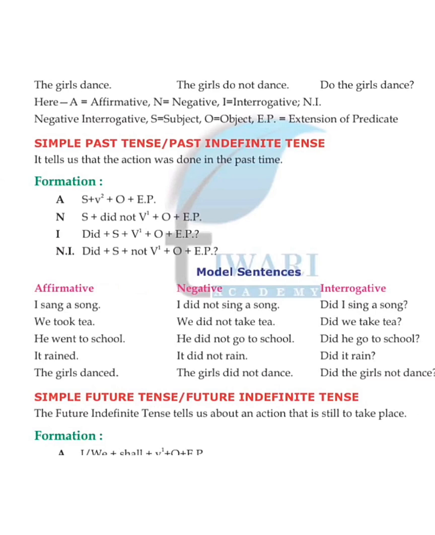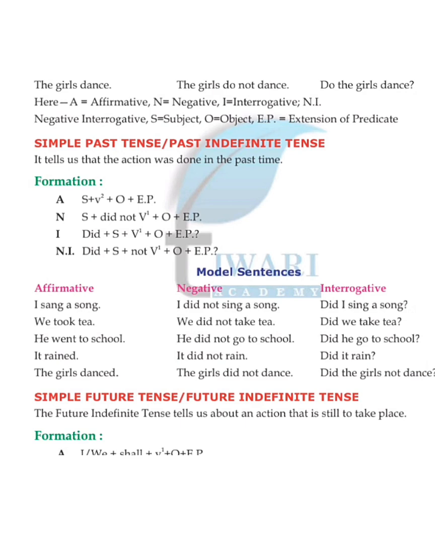We took tea, हमने चाय पी. ठीक है. We did not take tea, हमने नहीं पी. Did we take tea, क्या हमने पी. He went to school, वह स्कूल गया था. He did not go to school, वह स्कूल नहीं गया था. Did he go to school, क्या वह स्कूल गया था.